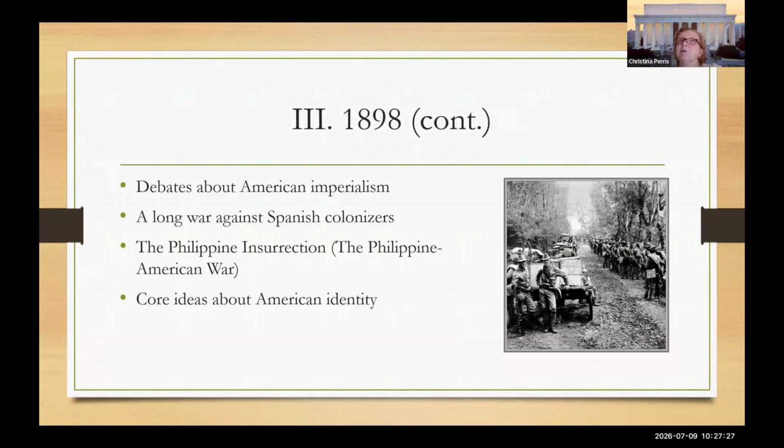Now, wait a second. We just paid $20 million for the Philippine Islands, and we're fighting a war with the Filipinos. Yeah.